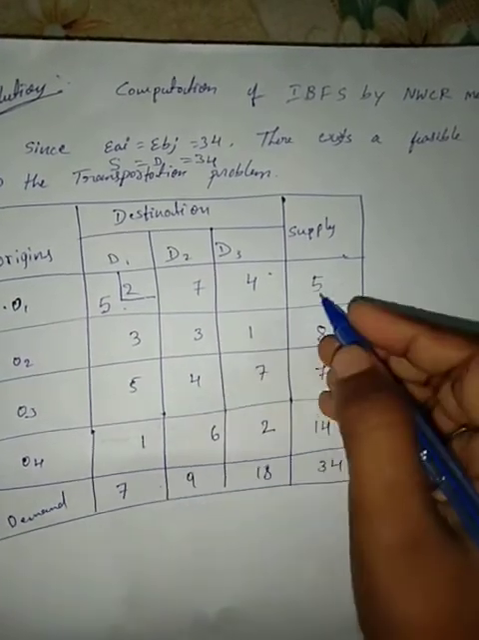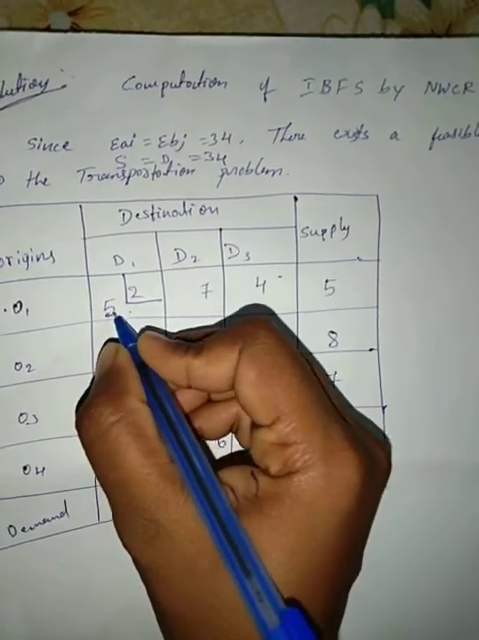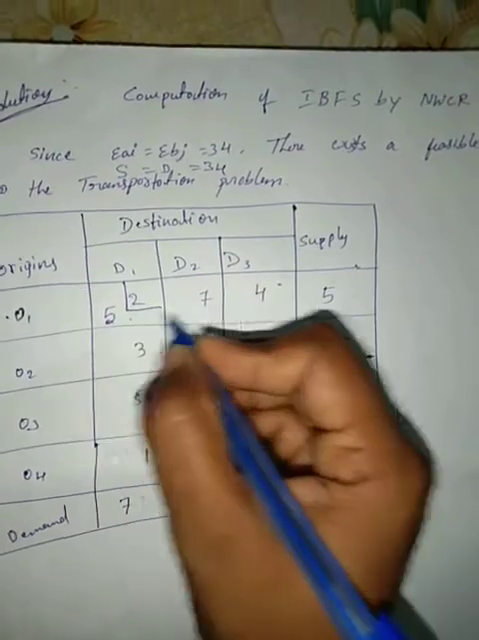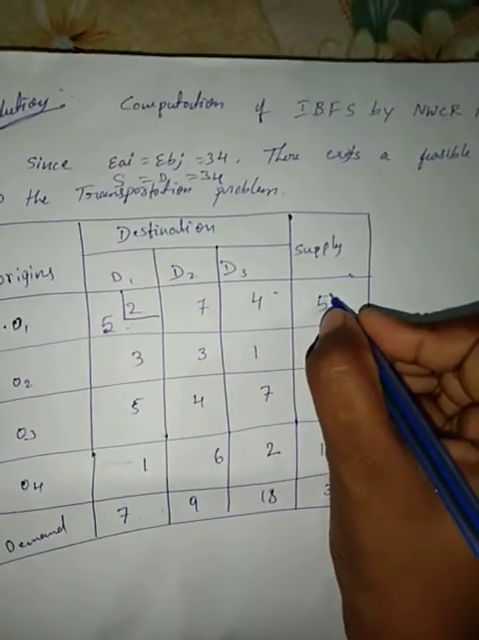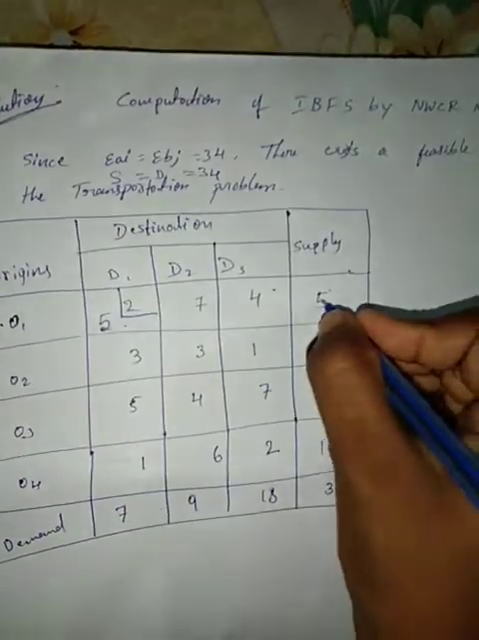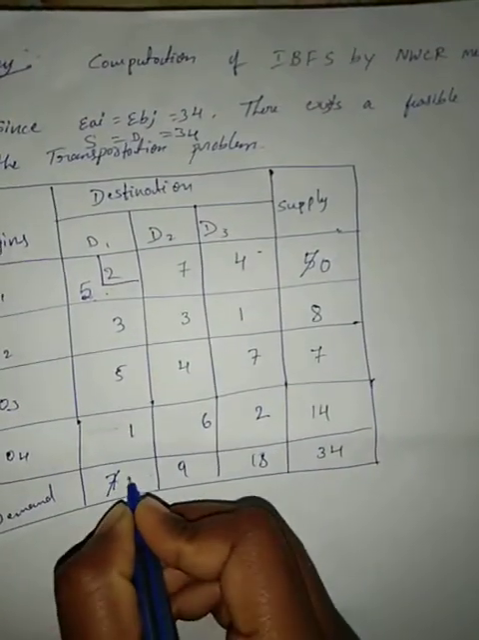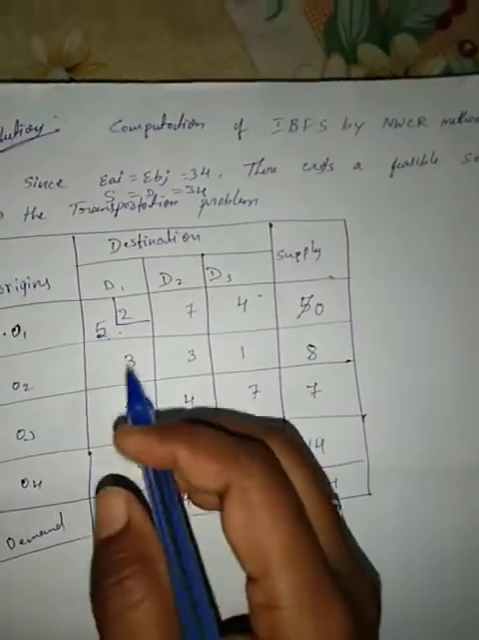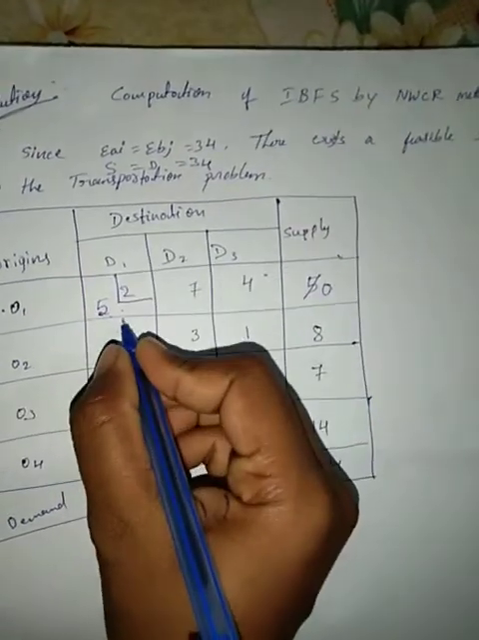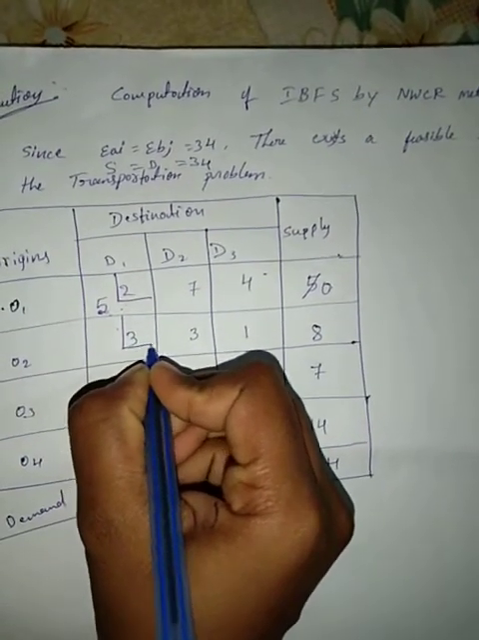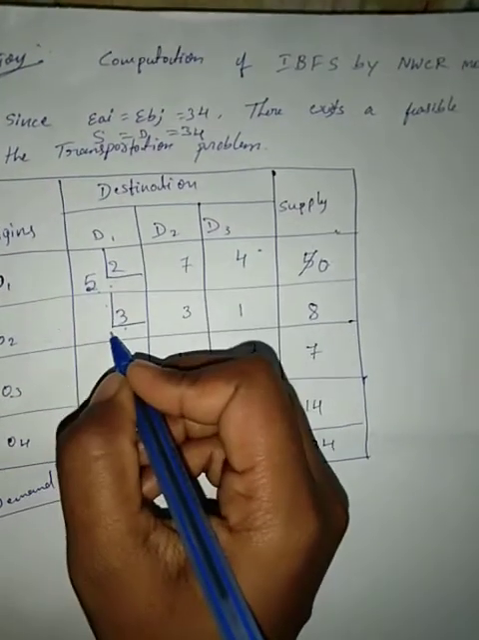5 and 7, we compare both. 5 is the minimum value. So write 5 and subtract this amount from this. 5 minus 5 is 0 and 7 minus 5 is 2. In case the allocation is equal to the supply, then we move vertically down. Next allocation is first column, second row.